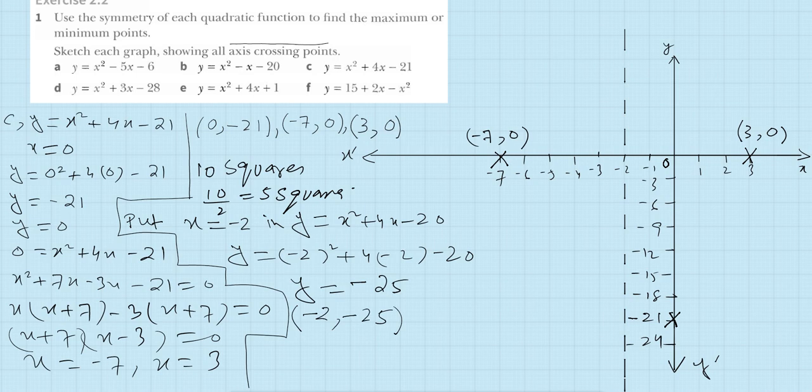So where is x is equals to minus 2? Obviously passing through the line of symmetry. And where is minus 25? Just below minus 24 on the y-axis. This one. So this point is our lowest point, or minimum point. Join all these 4 points.